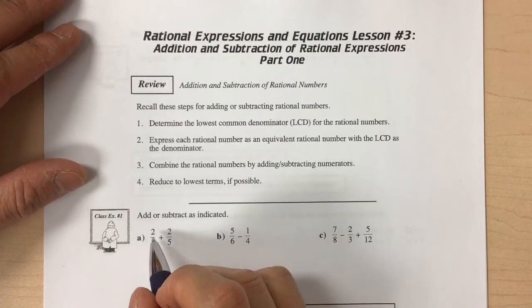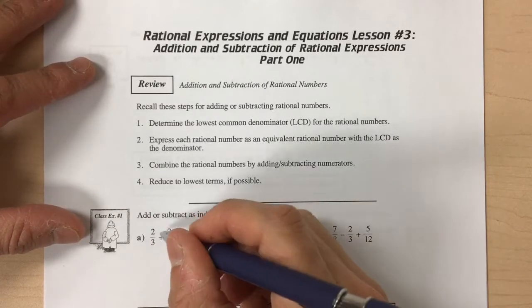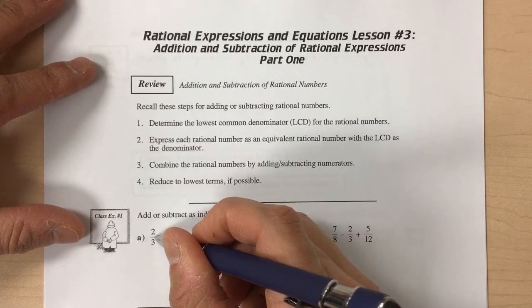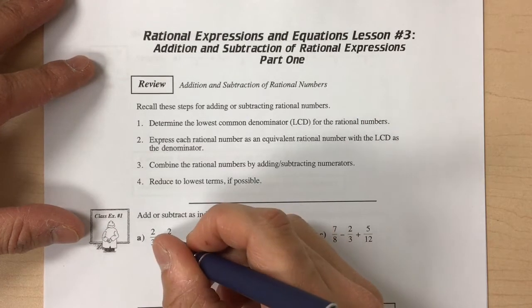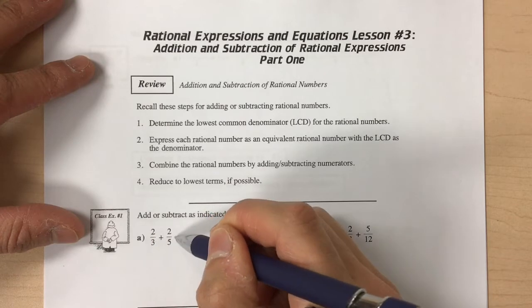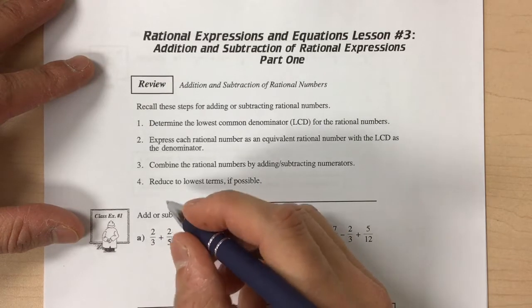So if I'm looking at the addition of fractions, 2/3 plus 2/5, recall that in order to actually add these, we need to have a lowest common denominator. And so here my denominators are 3 and 5. My lowest common denominator between them is going to be 15.